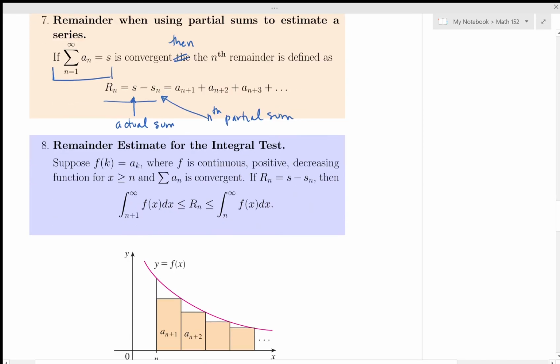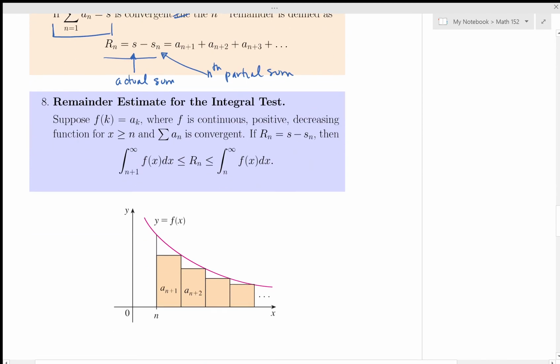Okay, so here we have a function on an integer, where k is an integer, and f of k is going to be a_k. f is a continuous, positive, decreasing function, and when we have a convergent series and then we have the remainder, we can bound that remainder. So this is the remainder here. We can bound that remainder by this integral below and this integral above.